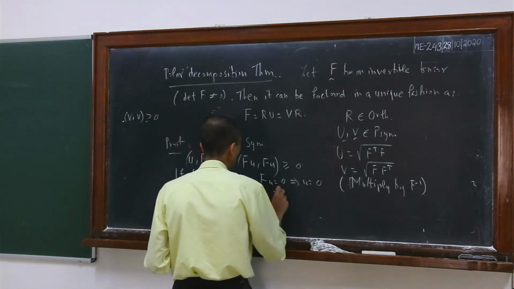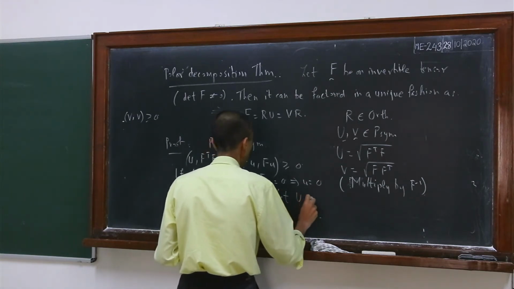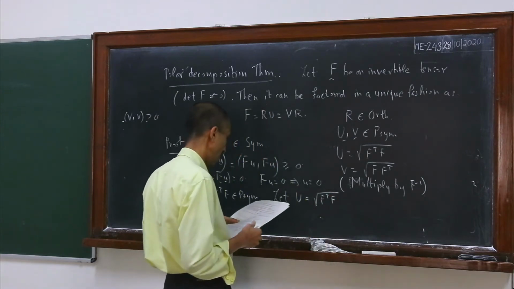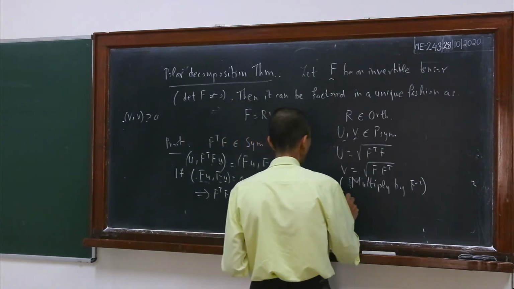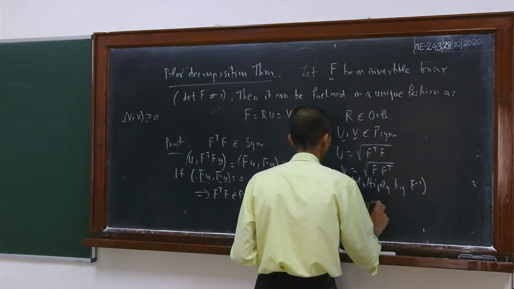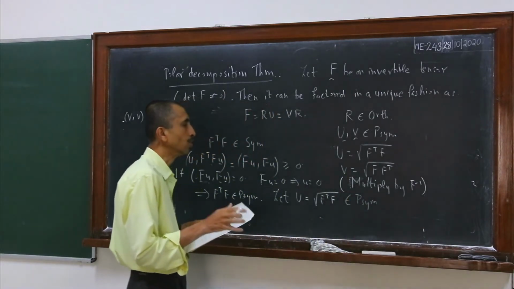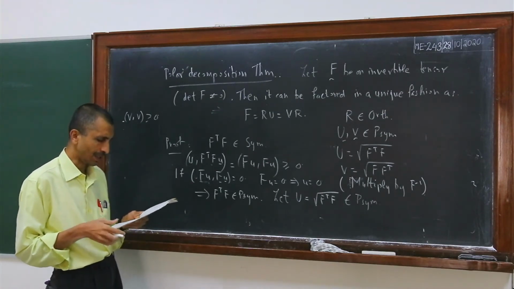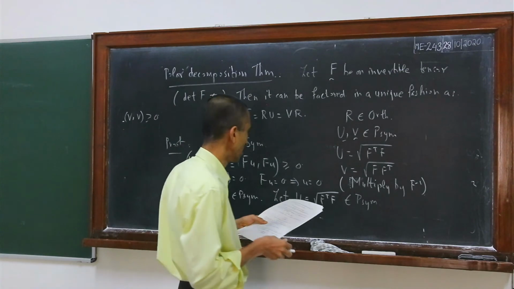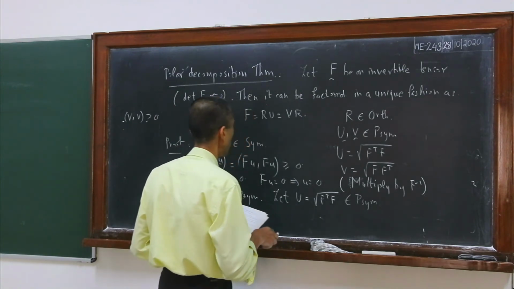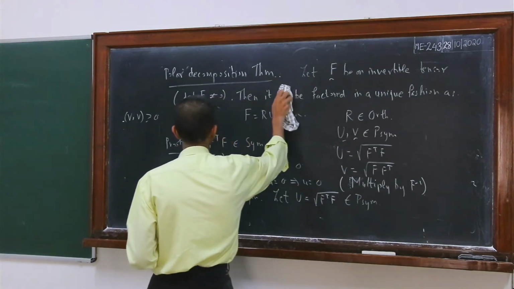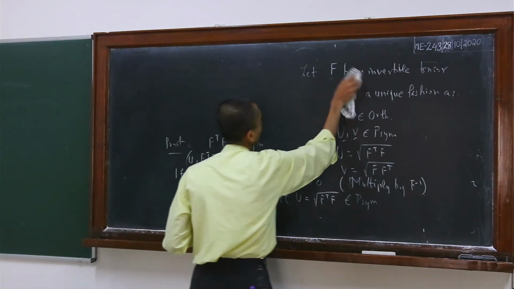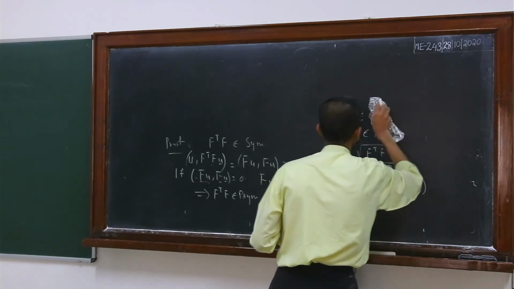So let U be equal to the square root of F transpose F. Now we know that this itself also belongs to P sim, so we are considering the unique symmetric positive definite tensor which lies in P sim. This is from the previous theorem. Now if you define R as F times U inverse, then we will show that this R is an orthogonal tensor. So let us try to show that.